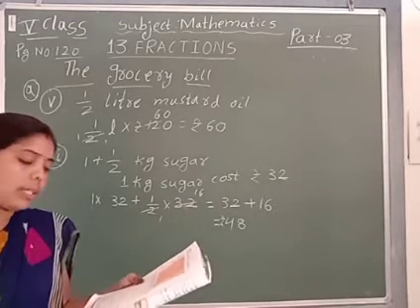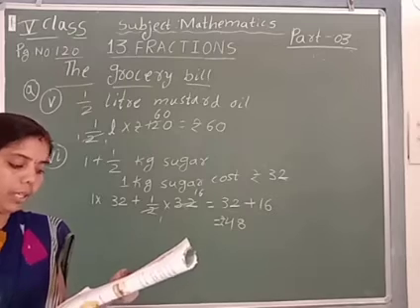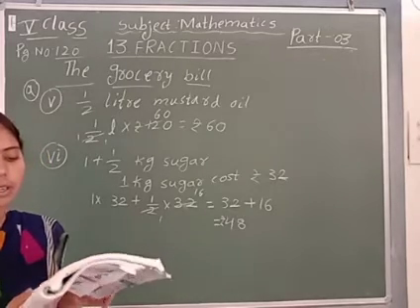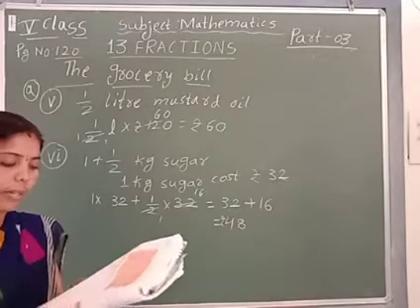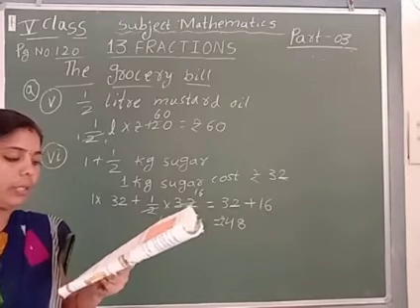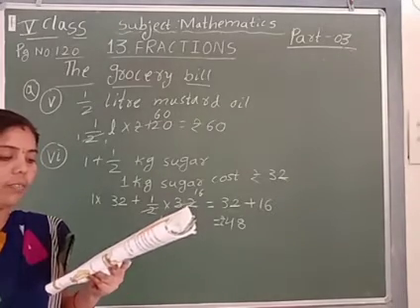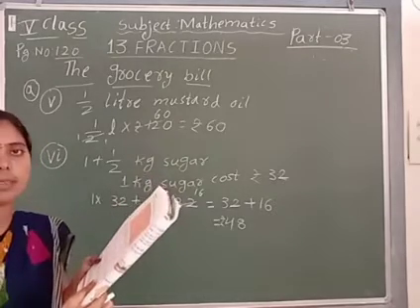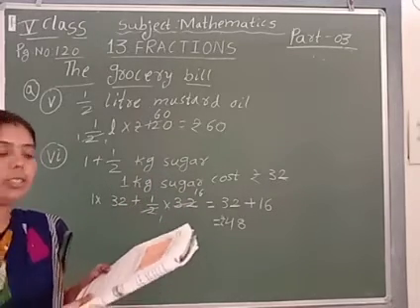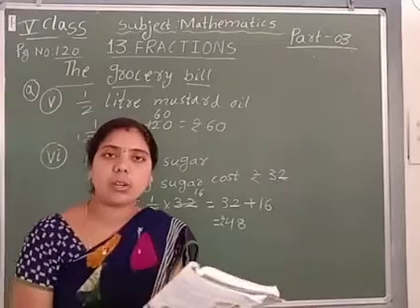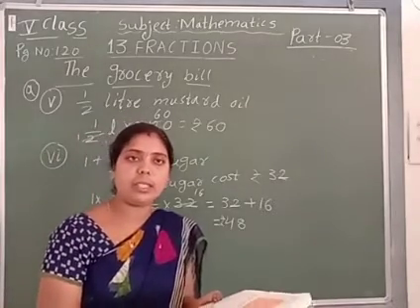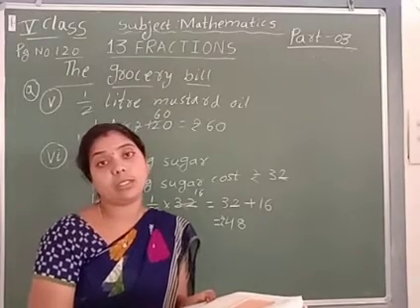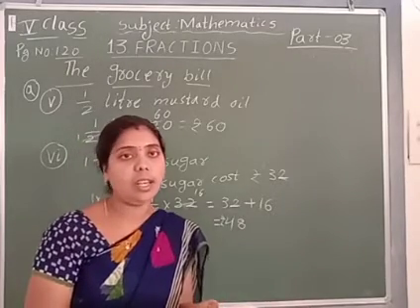Then the B question, you will observe, children. If Kaumudi buys half kg of tea powder for 90 rupees, what is the cost of 1 kg tea powder? The 1 kg tea powder cost is not given here. Okay, we will find that out. Only the half kg tea powder cost is given: 90 rupees. So what about the 1 kg tea powder cost? We will do that, okay?